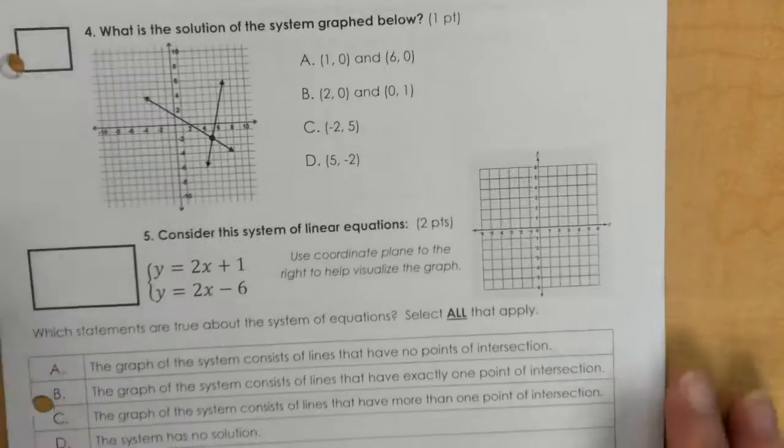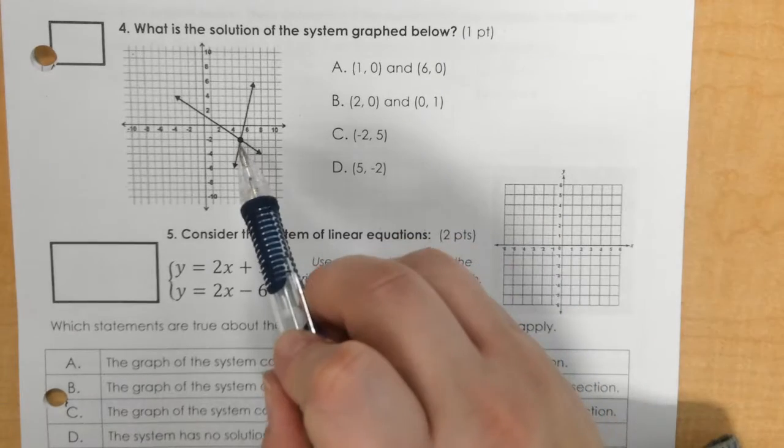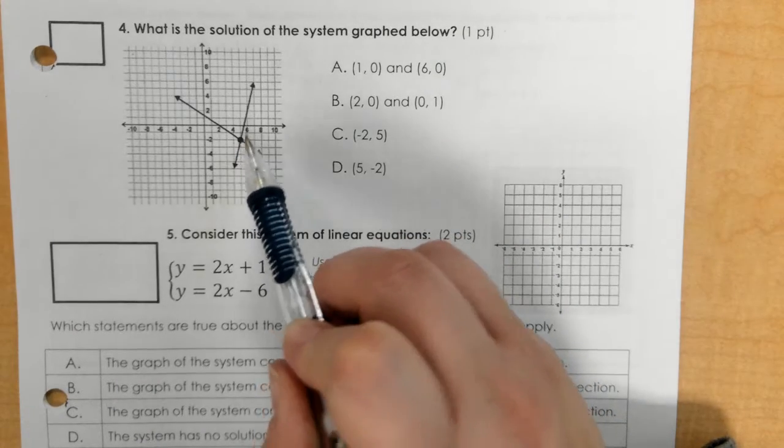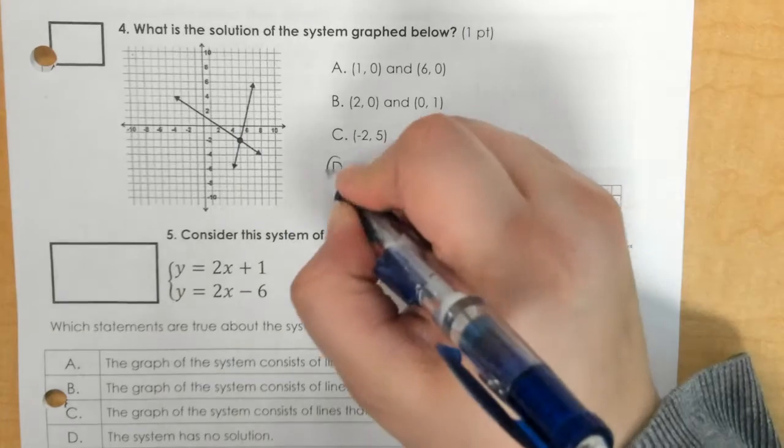For number 4, it just asks, what is the solution of the system graphed below? So I just want to know, what is this ordered pair? And that would be 5, -2. So it would be D.